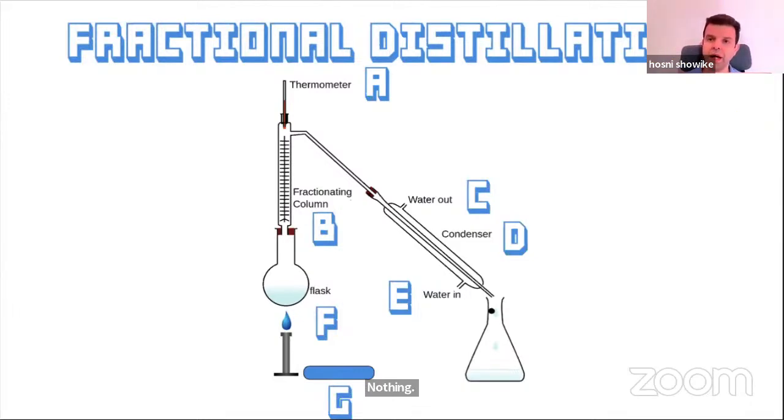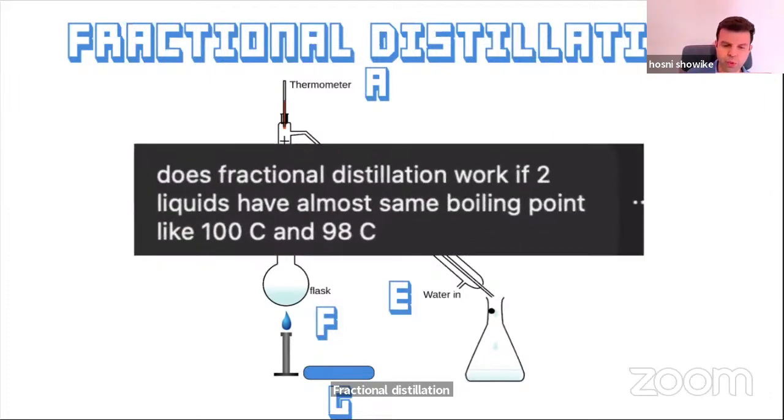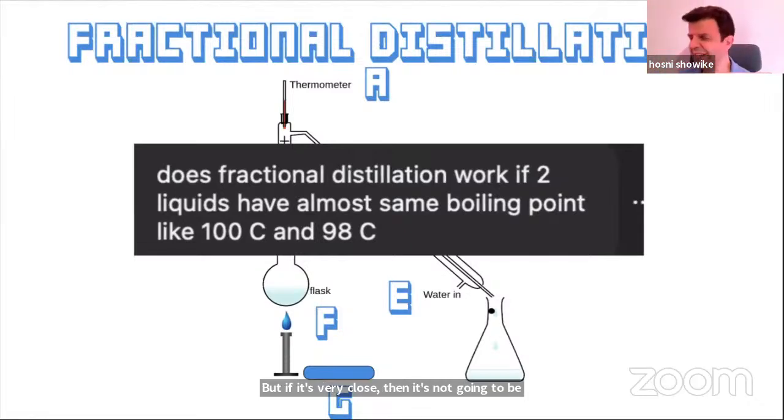Does fractional distillation work for two liquids that have almost the same boiling point? Look, my friend, there's no way that two liquids will have identical boiling points, right? Close, yes. But if it's very close, then it's not going to be practical. So you really need a range, like 10 degrees or so, to possibly separate them. If they're too close, then it's not really possible to separate them this way, okay?